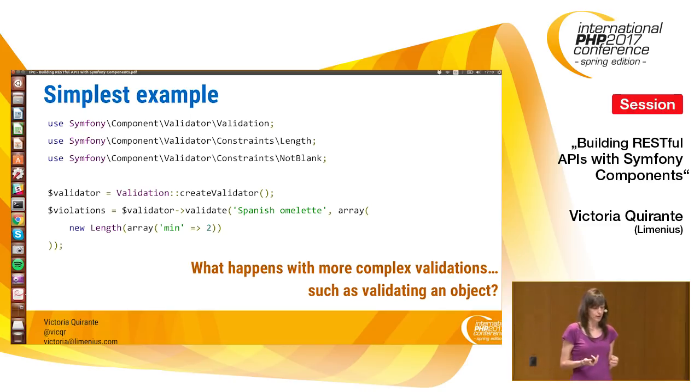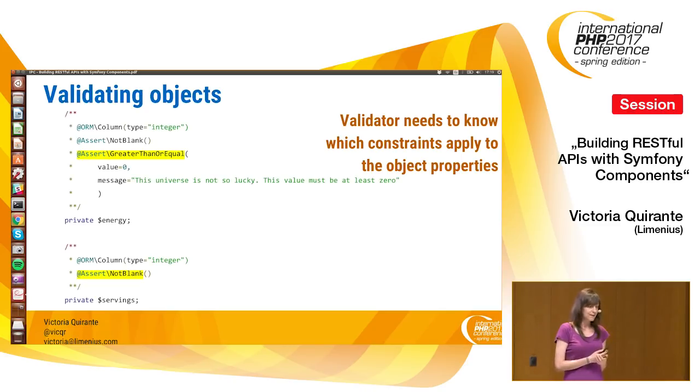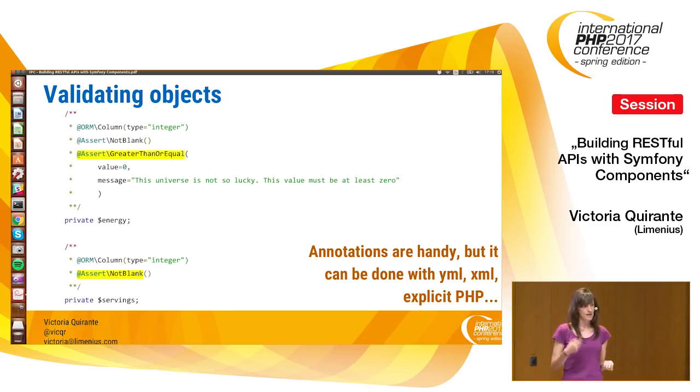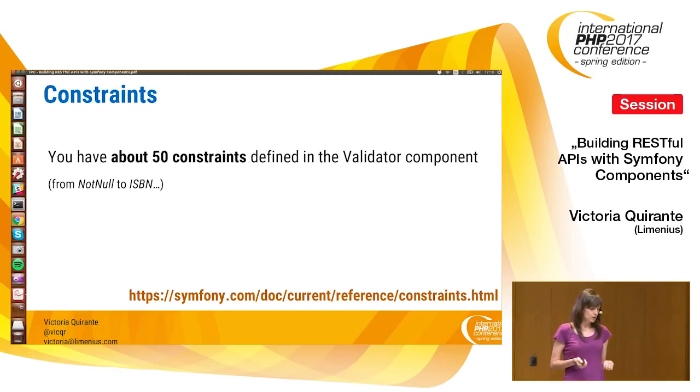This is very simple, it's only a string, but what happens if we want to validate an object, so something more complex? Then the validator needs to know which constraints apply to each property. And you can do that, for example, with annotations as well. Here we have two, GreaterThanOrEqual and NotBlank. You can write this with annotations, but also with YAML, XML, and so on. The validator comes with 50 constraints, more or less, already there, and of course you can write your own.